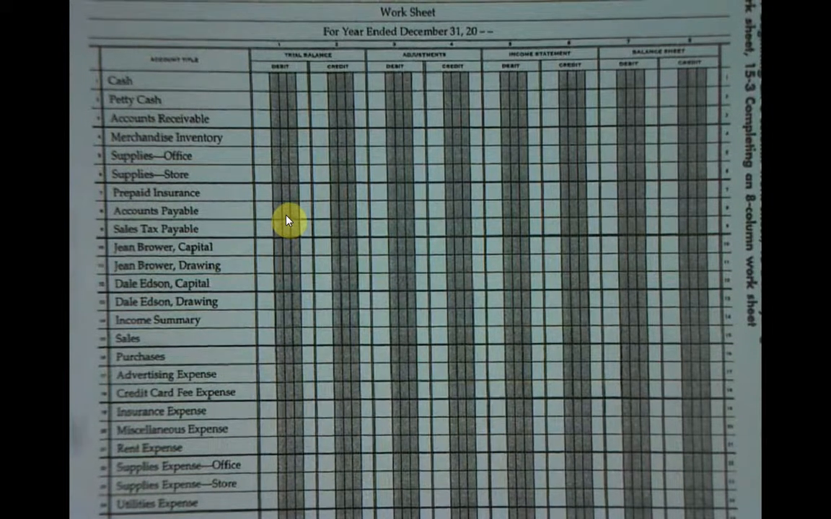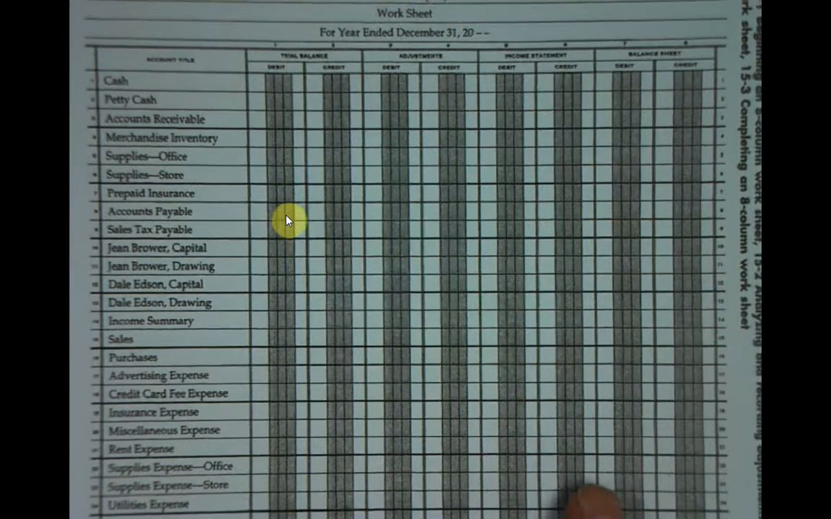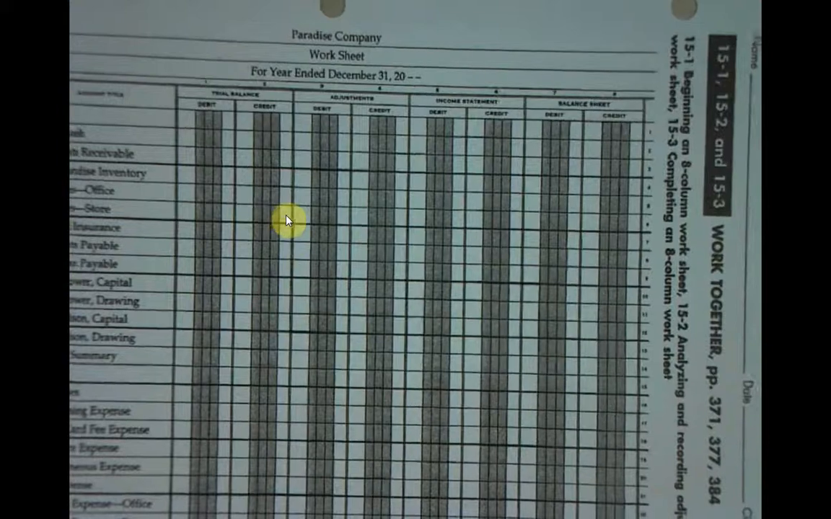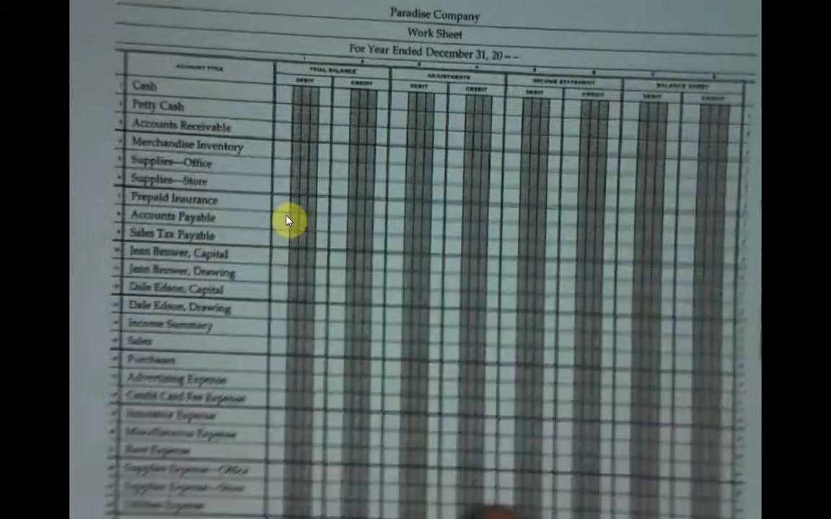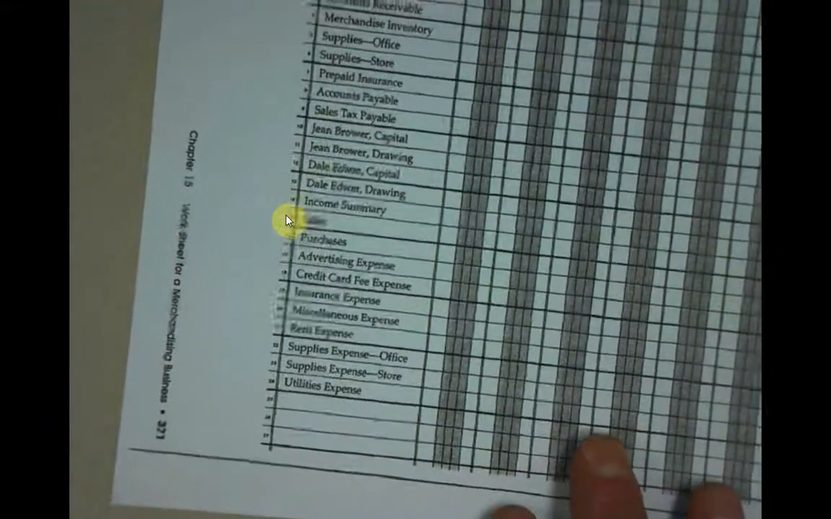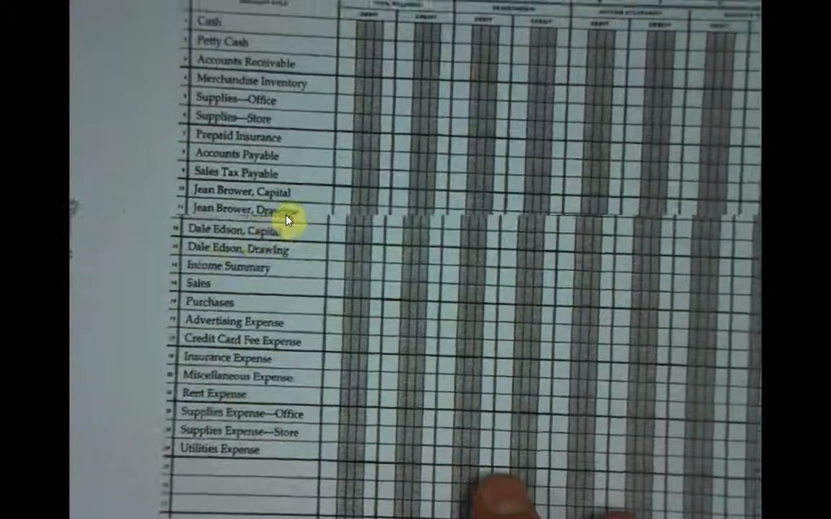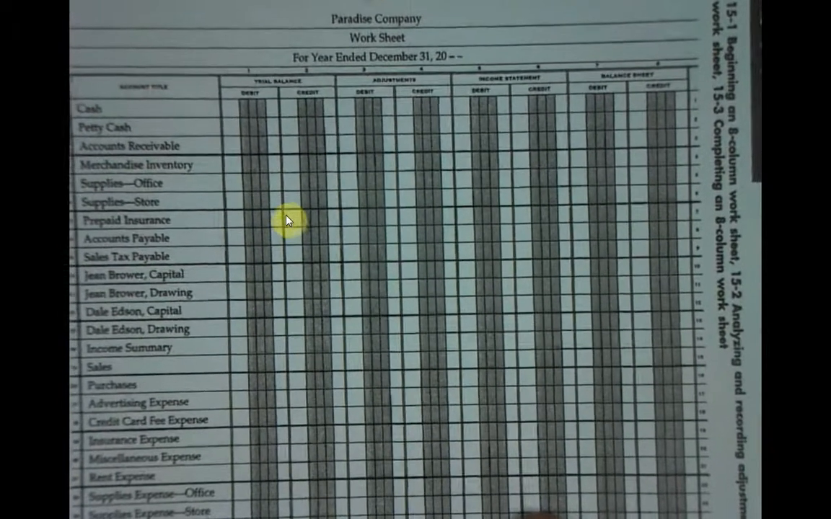Okay, today we are going to be working on 15-1, Chapter 15, which is a worksheet for merchandising in business. And we're going to start on 15-1, which is the beginning of an 8-column worksheet for a merchandising business. In front of you, you should have the problem worksheet. 15-1, 15-2, and 15-3 work together. Pages 371 and 373 are the two papers you should have.